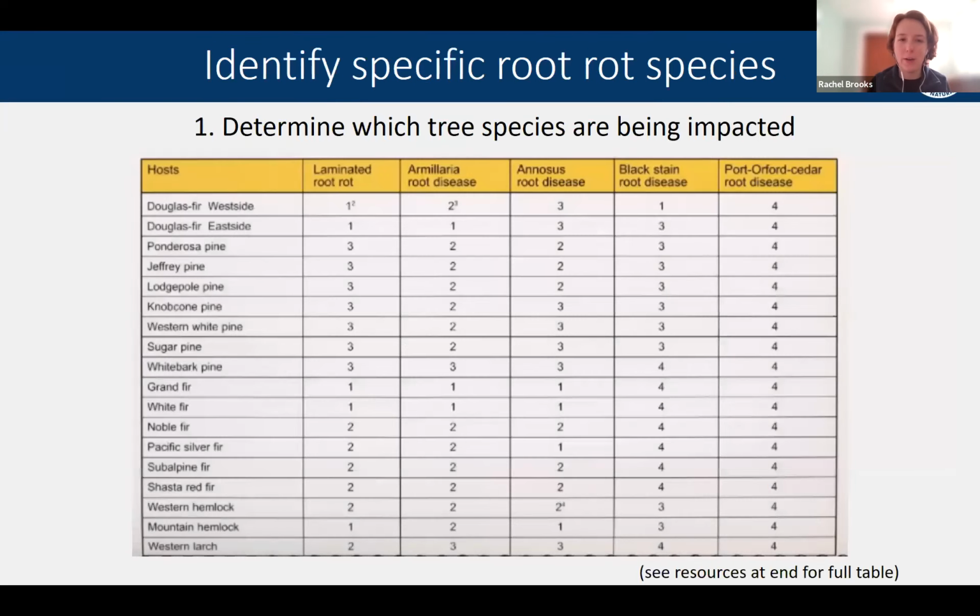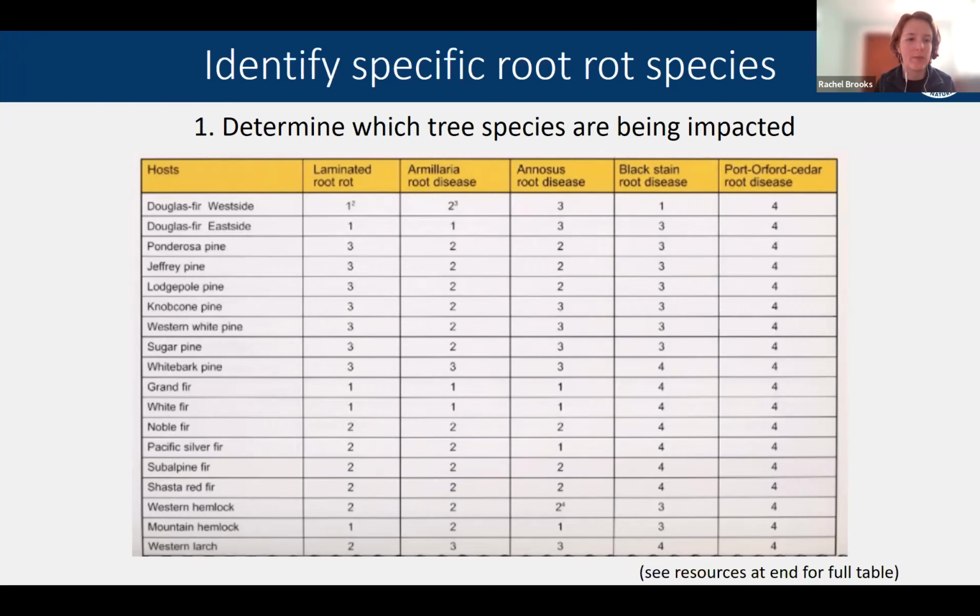So if we want to figure out what root rot is actually in a specific site, which is very important for any management decisions we make, the first thing we want to do is look around and see what tree species are being impacted. So here's a screenshot of a table I provided in the resources I shared at the end of last class, and I'll share it again at the end of this one. This is not the full table, this is just a partial table to show you what it looks like.